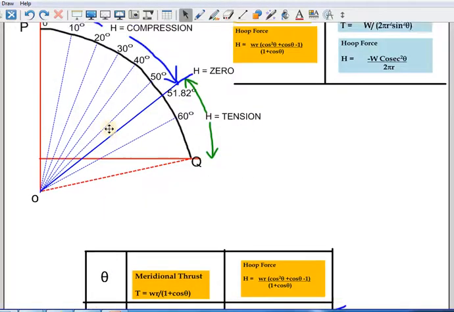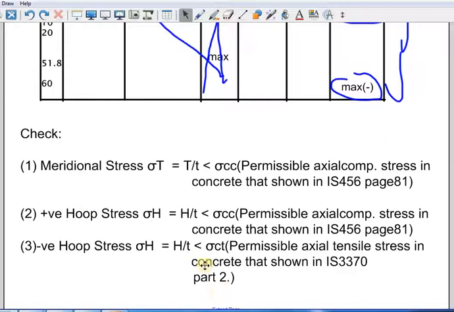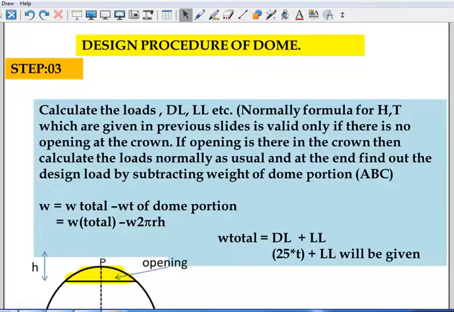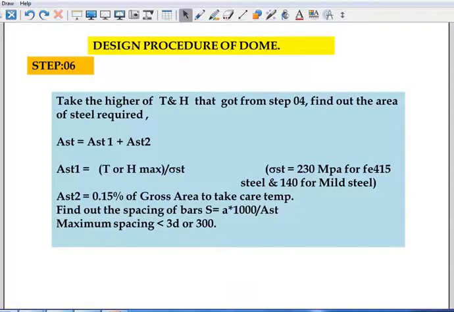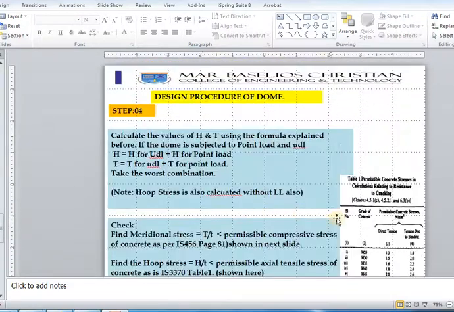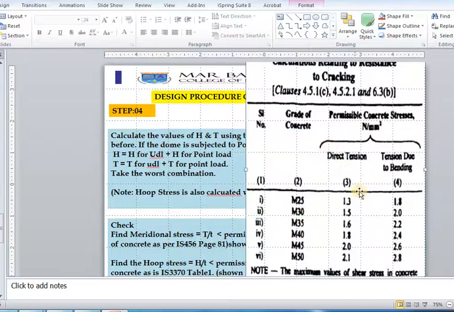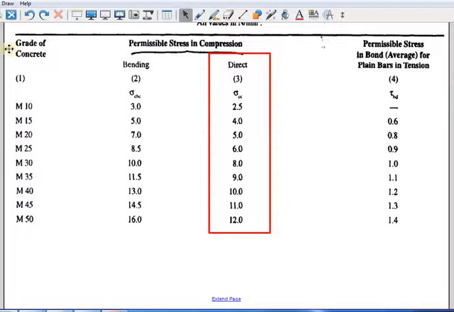Right. And next one is the negative case, negative hoop stress will be there. So that also, sigma H is H by t. So this should be less than the permissible tensile stress of the concrete, which is shown in IS 3370 part 2. I think that value is there in the table. I think I missed it. It is here somewhere. So you can see this, this is the one. It is there in the IS, table number 1, IS 3370 part 2.